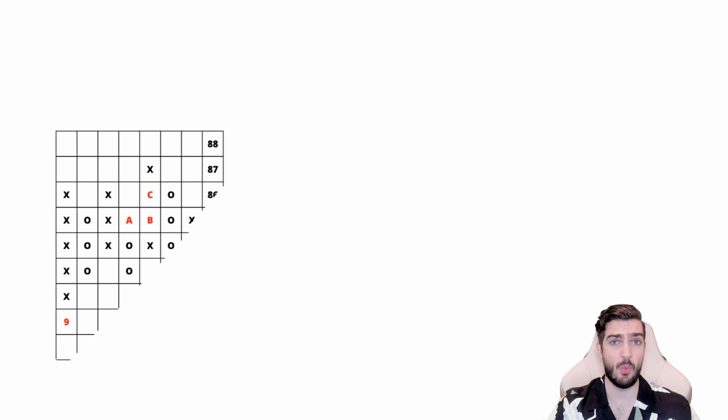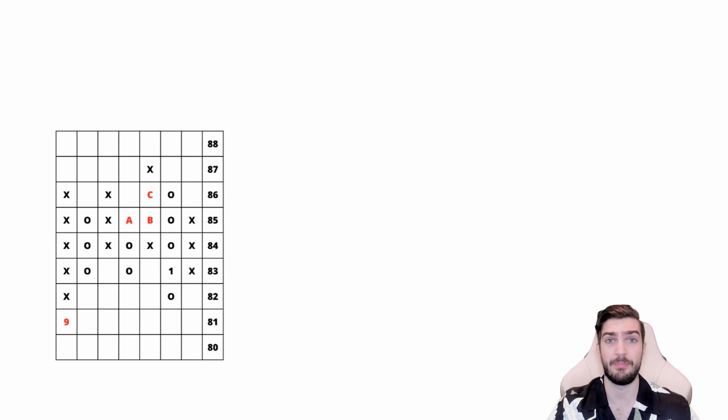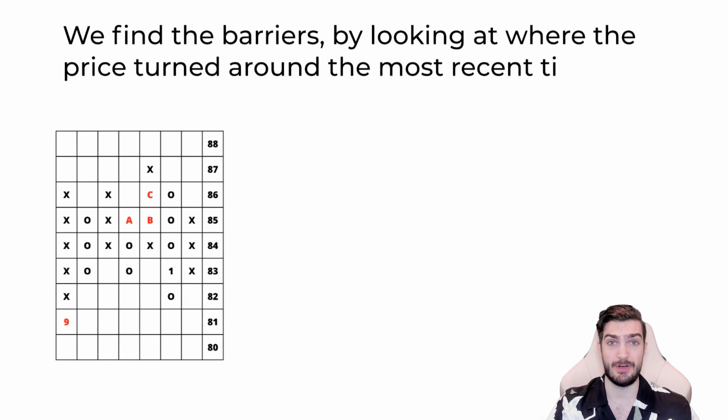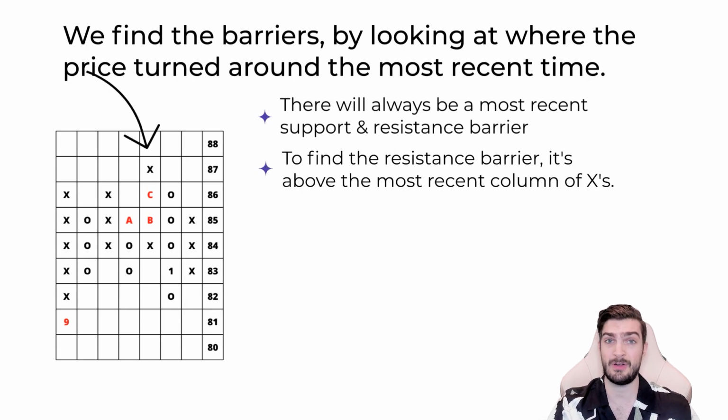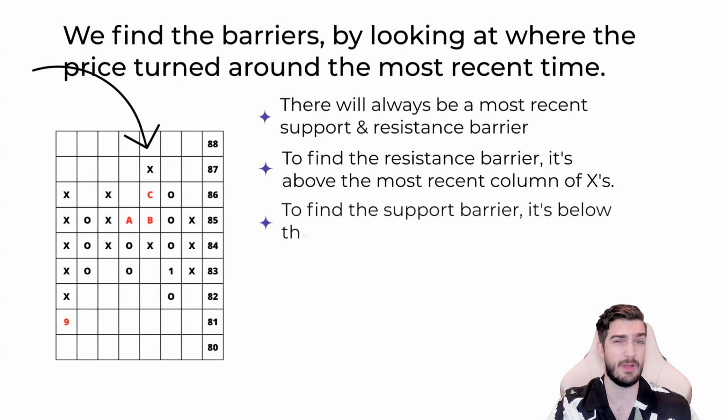But how do we know where these different resistance and support barriers actually are? Well, whenever we're looking at a point and figure chart, there are many different support and resistance barriers, but we'll just cover the most simple one, which is the most recent one. To find that, there is always going to be one support barrier and one resistance barrier. The resistance barrier will be above the most recent column of X's, whereas the support barrier will be right below the most recent column of O's.